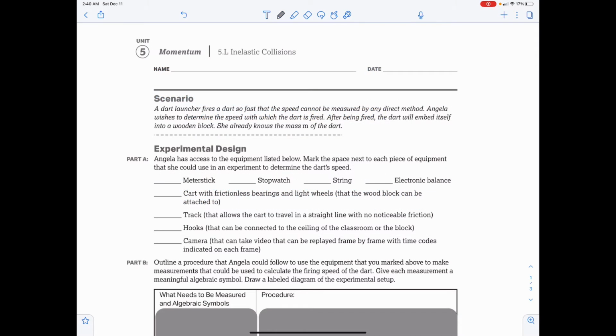AP Physics 1 Workbook, Unit 5, Momentum, Activity L, Inelastic Collisions. Please remember to pause or rewind the video as necessary. Read the scenario along with me, please.